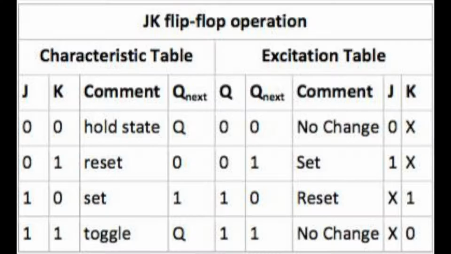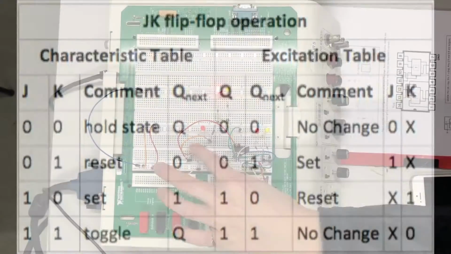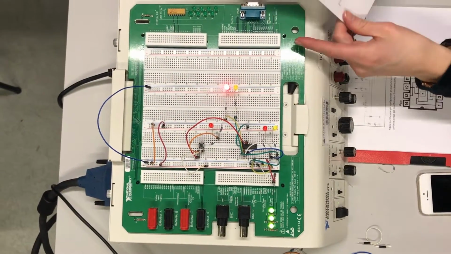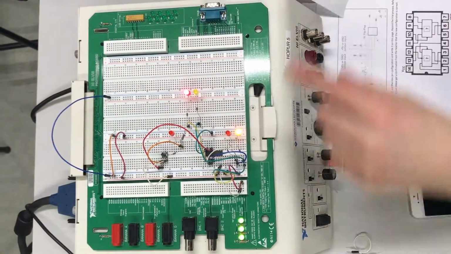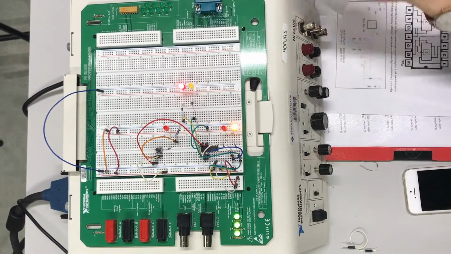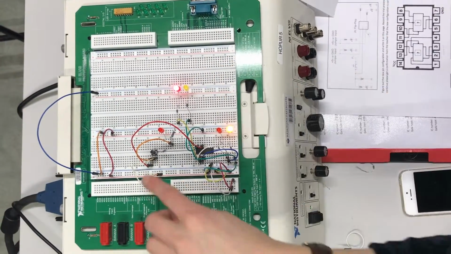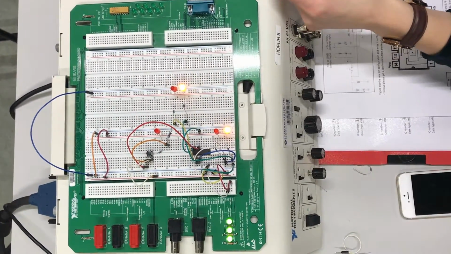JK flip-flops are a memory unit similar to the SR latch from practical exercise 2. This table shows basic schematic outlines and useful information regarding their inputs, outputs, and function. In hold state, both inputs are negative and the output shows no change. In reset circuit, we have J as a negative input and K as positive input. The output changes from Q to Q next.